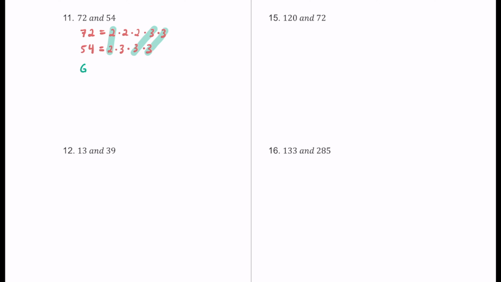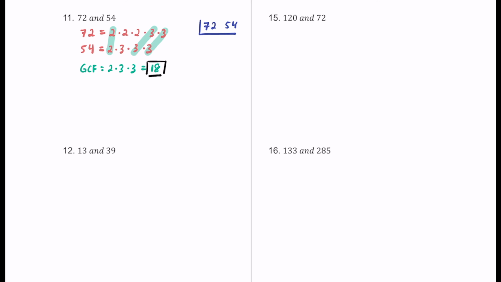So the GCF is going to be the product of all those. So it's going to be 2 times 3 times 3. 2 times 3 is 6, 6 times 3 is 18. So 18 is the greatest common factor here. Let's see if this checks out using our other method of 72 and 54.